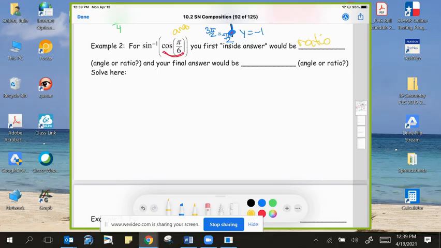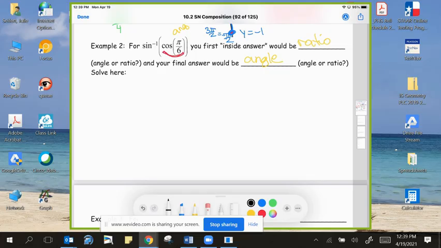Then the final answer would be an angle. We start with an angle. We use the interior inside function to find the ratio. Then we plug that ratio into the outer function and we find the angle. Okay?